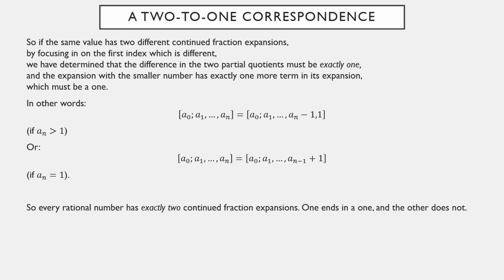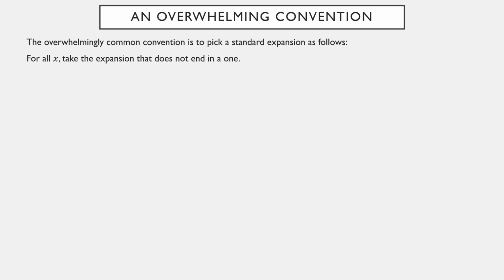So every rational number has a continued fraction expansion that terminates, and then there are exactly two finite length continued fractions that represent the same number. One of them ends in a number larger than 1. The other one, subtract 1 from that and tag on a comma 1, and you'll end up with the same value. Now there is an overwhelming convention here. So the standard way to represent a rational number with its continued fraction expansion is do not take the representation that ends in a 1.